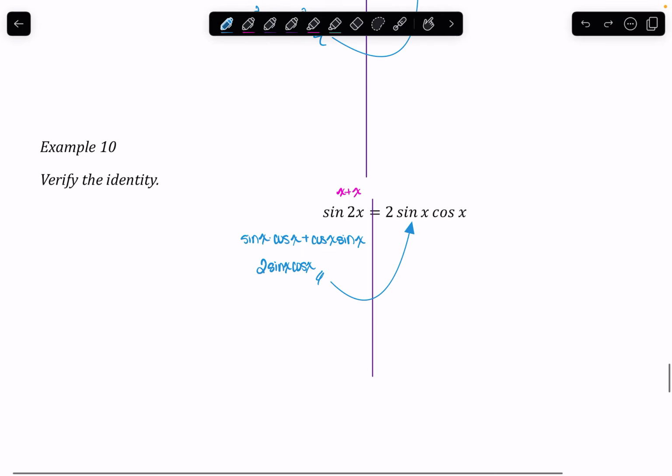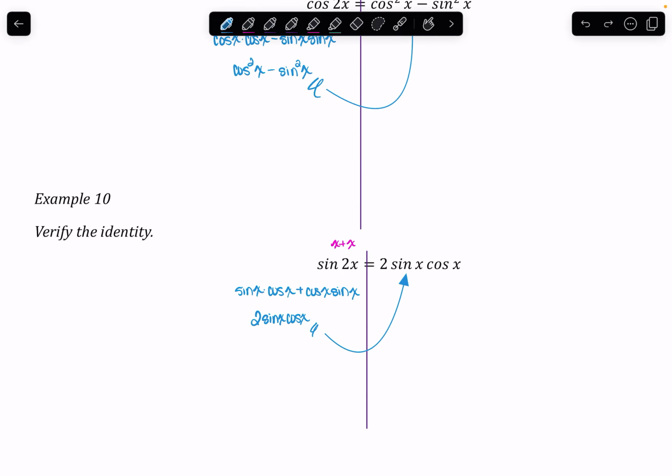All right, so that's the end. Be very careful with your algebra on those proofs as you're going through it.